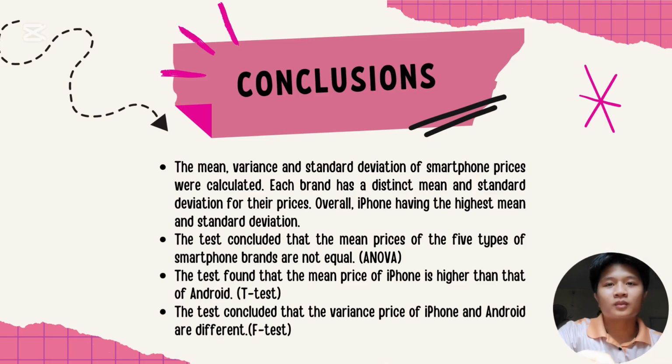To conclude our study, the mean, variance, and standard deviation of smartphone prices were calculated. Each brand has a distinct mean and standard deviation for its price. Overall, iPhone has the highest mean and standard deviation. For the ANOVA, the test concluded that the mean prices of the 5 smartphone brands are not equal. For the hypothesis of mean, the test found that the mean price of iPhone is higher than the mean price of Android. For the last objective, the hypothesis of variance, the test concluded that the variance of price of iPhone and Android are different.